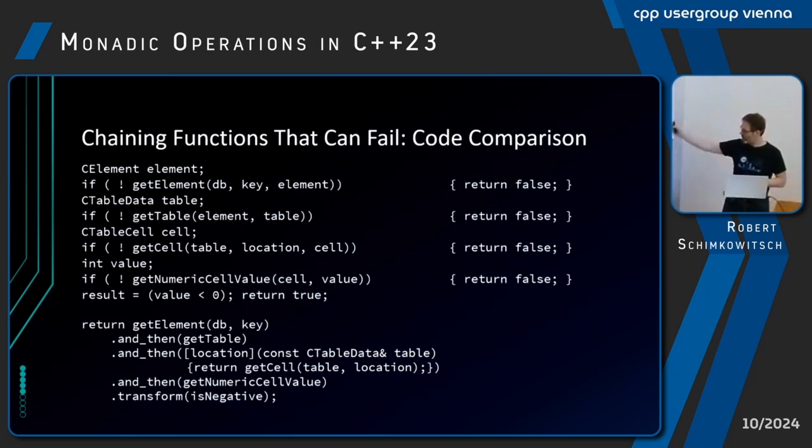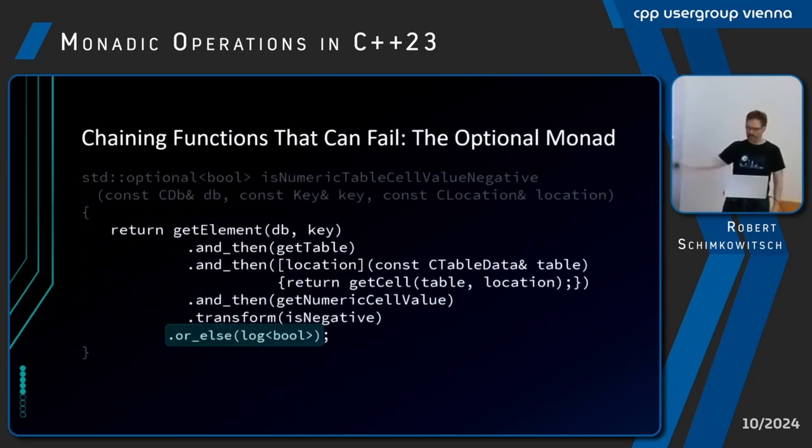So, okay, we have our function, but what if we have an error and we want to log it? What do we do? Now, and_then has a nice sibling, which is called or_else, and it allows us to catch an empty optional and do something with it. And in this case, I want to log.